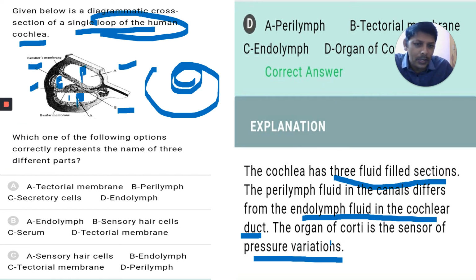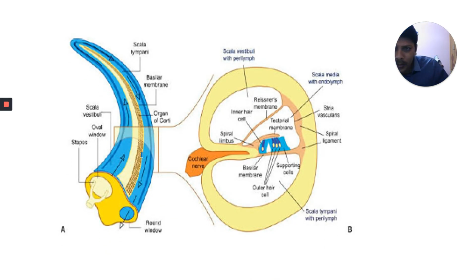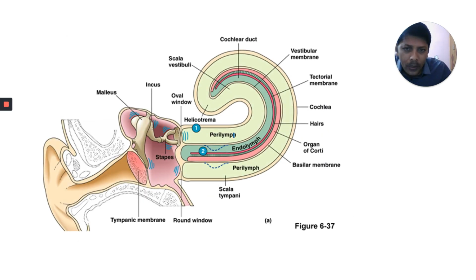The organ of Corti is a sensor of pressure vibrations. You can also see in the longitudinal section here, they have cut some part, and they are showing the various parts. It is very clear here. This is the perilymph. Scala vestibuli here, and scala media, the cochlear duct. And here there is also perilymph. Here endolymph is present. The organ of Corti is present on the basilar membrane. This is scala tympani, and scala vestibuli on the upper side.